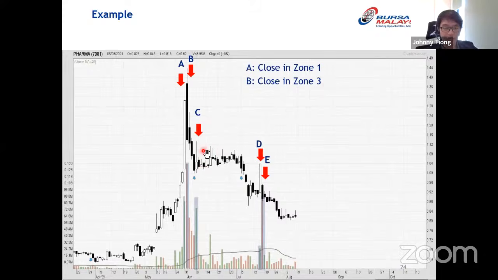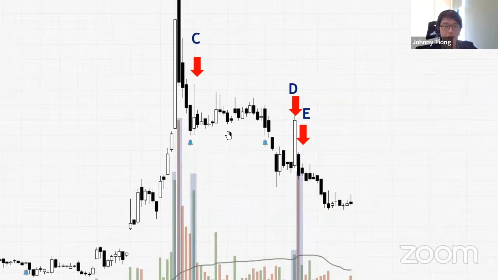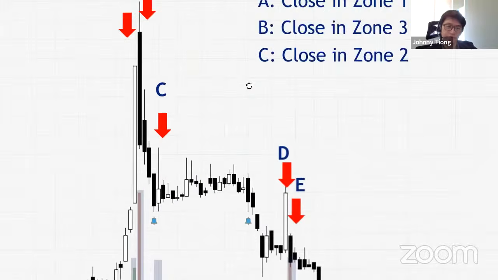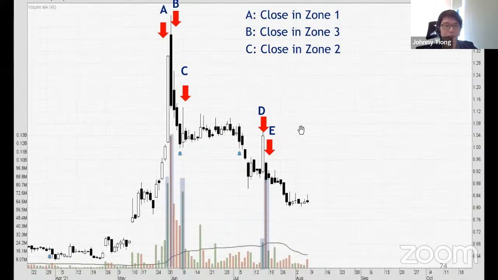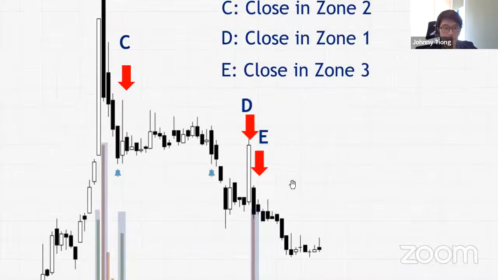We look at candle C. Candle C also, the sellers close in zone 3, sellers in control. Okay, zone 2, I should say around zone 3 if we divide into 3: 1, 2, 3. Zone 2, zone 3, close enough. Then day D and also day E.